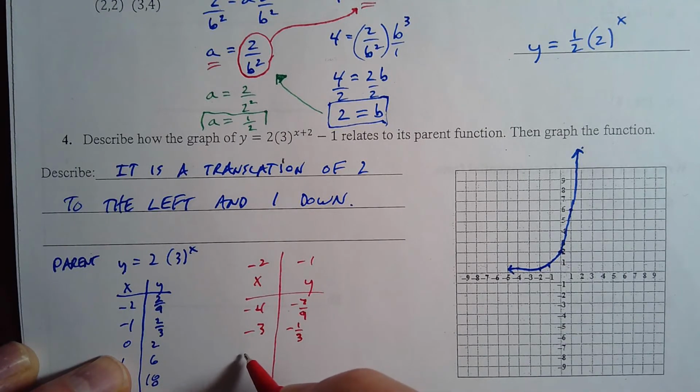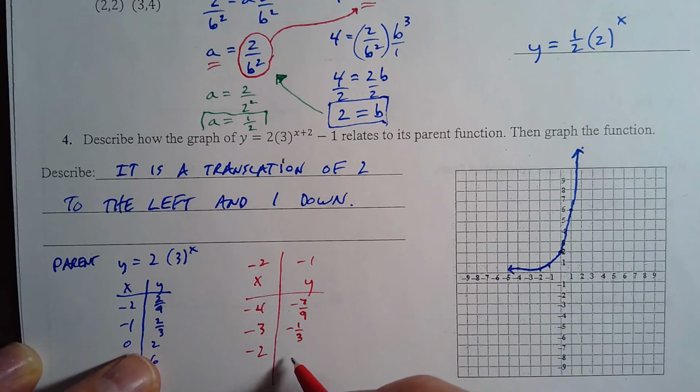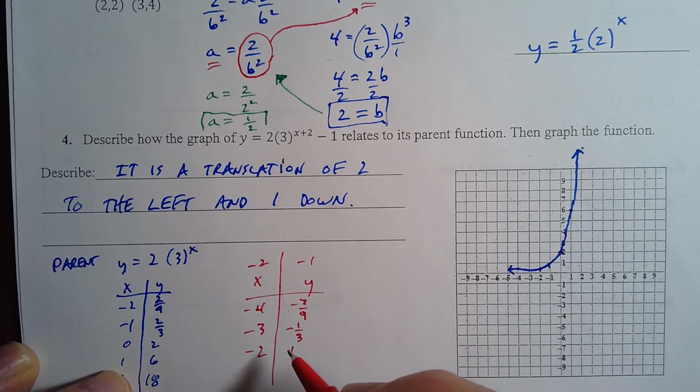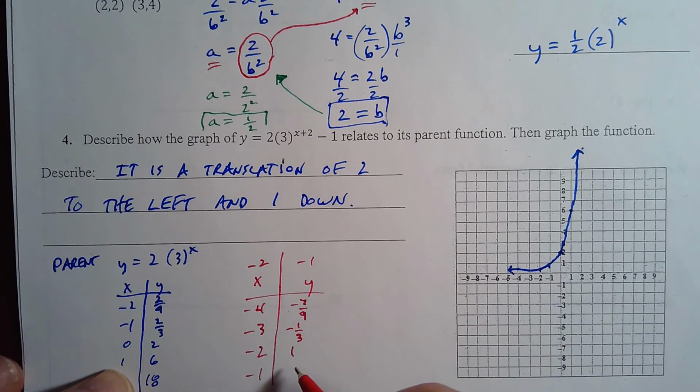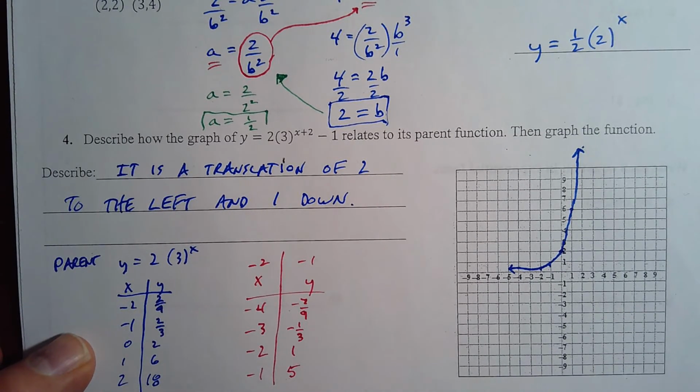Subtract 2 from 0 is a -2. And then subtract 1 from 2 gives me a 1. Subtract 2 from 1 is a -1. And subtract 1 from 6 gives me a 5. And then this last one here, subtract 2 from that gives me a 0. And then I get a 17 for that one.